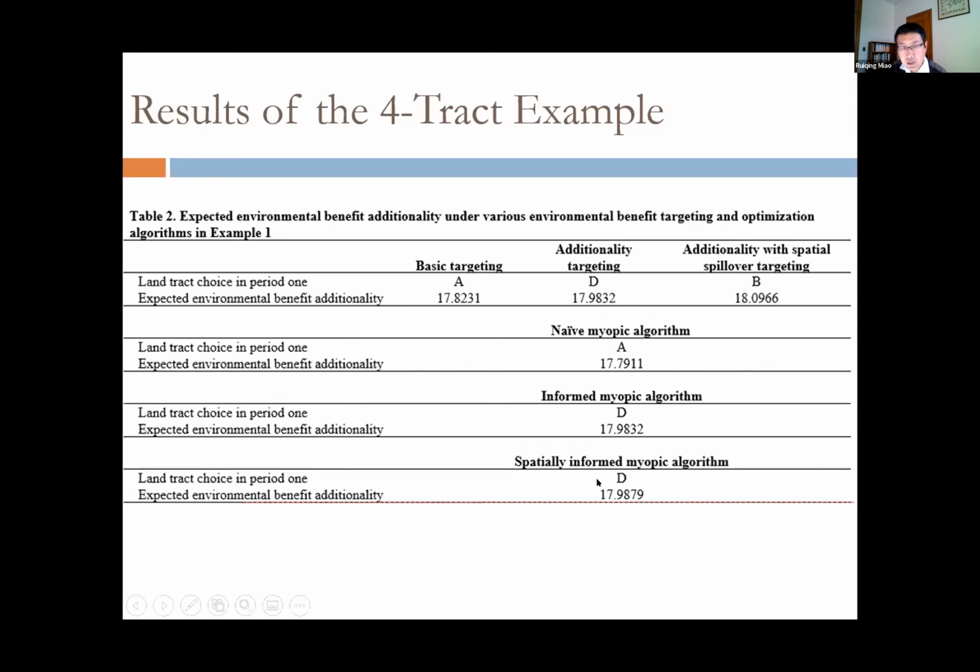And under the third heuristic algorithm, which we call the spatially informed myopic algorithm, the easement manager considers the spatial spillover effect of the conversion probability. In this case, the optimal parcel to ease is also parcel D in this specific example.